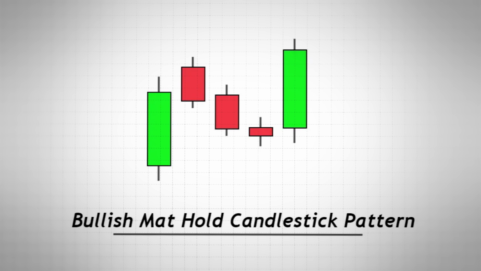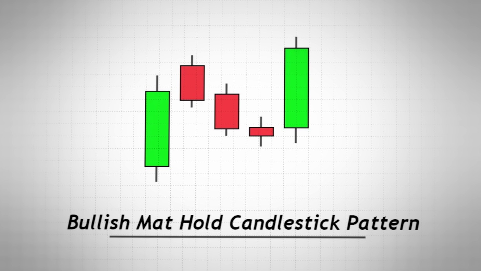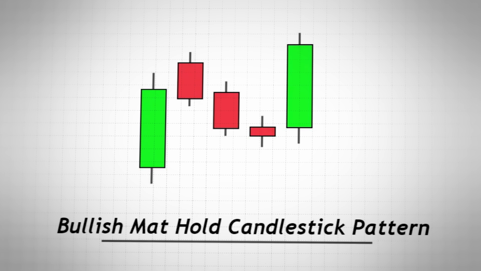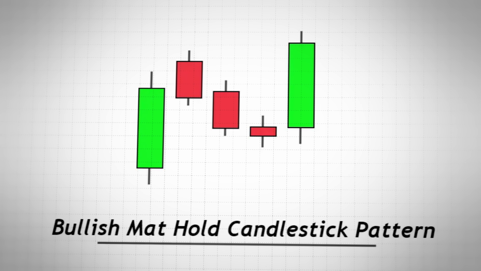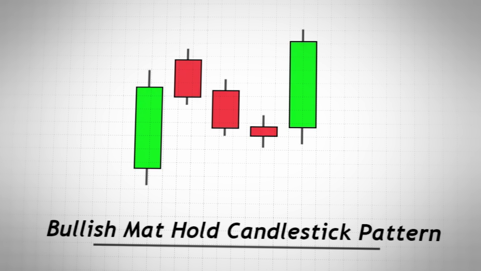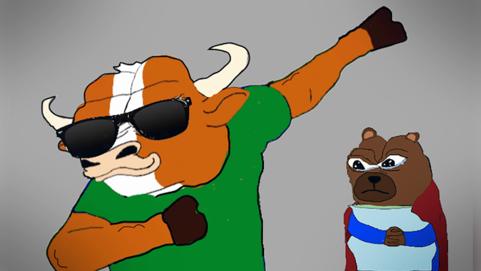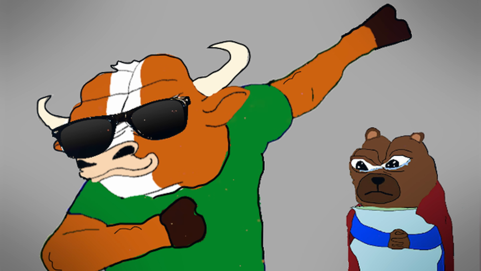And in this sense, the bullish mat hold is like the bears went to war with the bulls, not just to battle. The bullish mat hold consists of a green candle with a very large body, followed by 3 red candles with very small bodies, and a green candle with a large body that goes higher than the first green candle. It's a war between the bulls and the bears, wherein the bears not only failed to bring prices back down to their pre-pump lows, but were completely blown out to the upside.